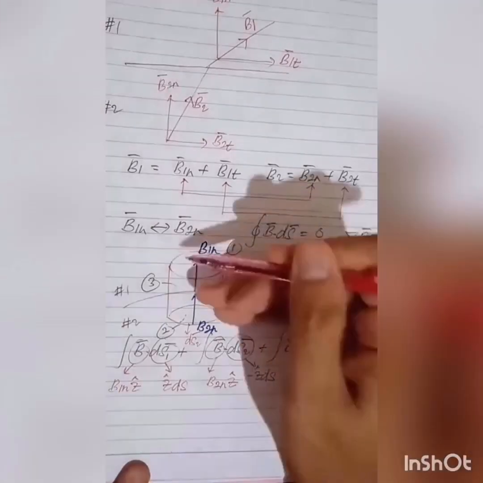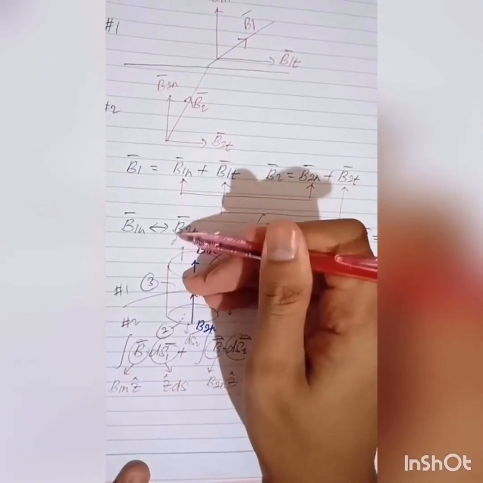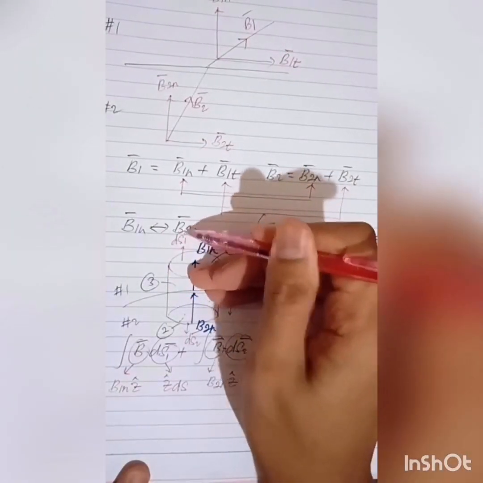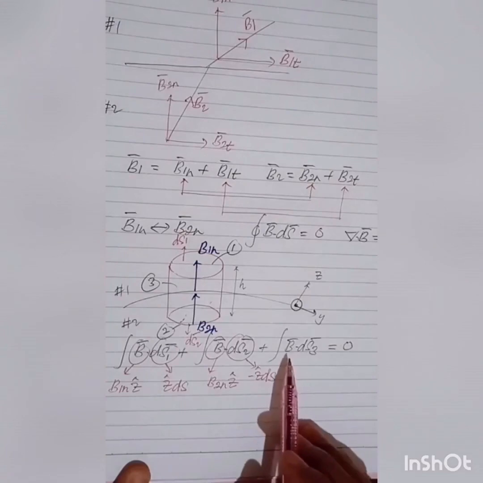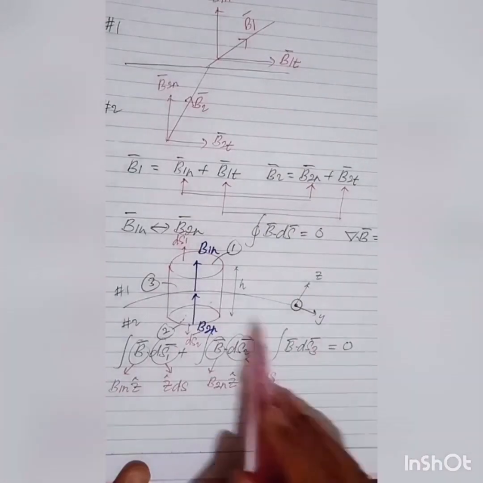Okay, and here is our positive ds number 1 upwards, and ds number 2 is downwards.